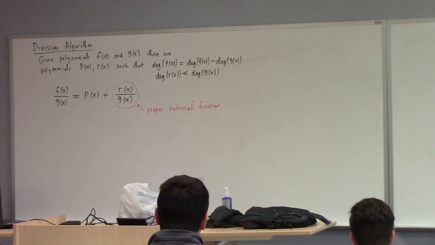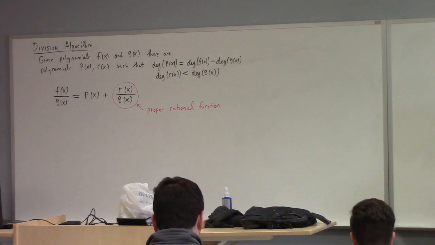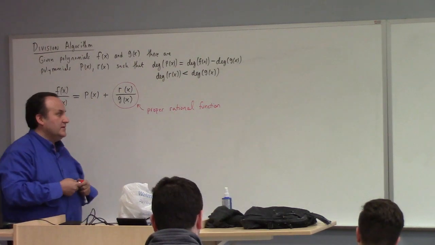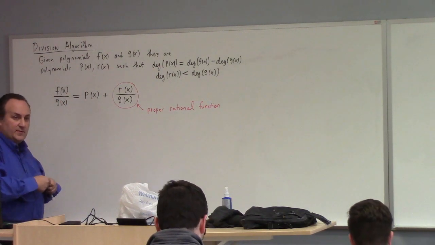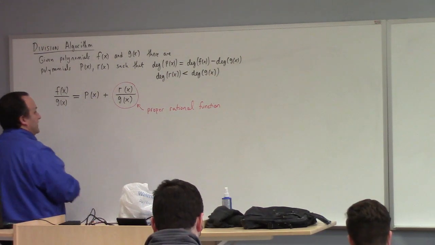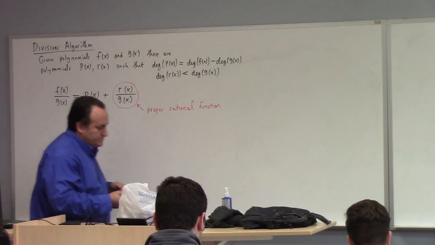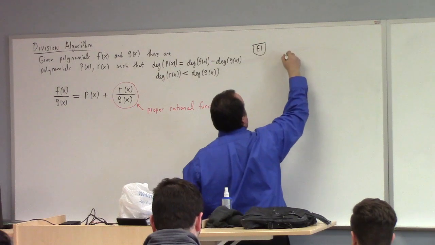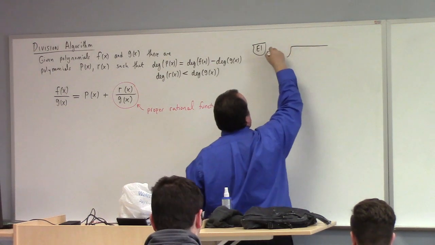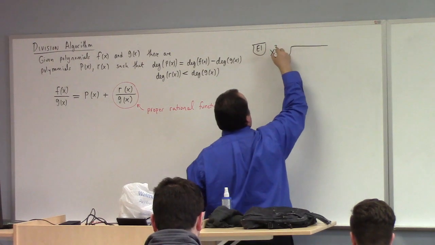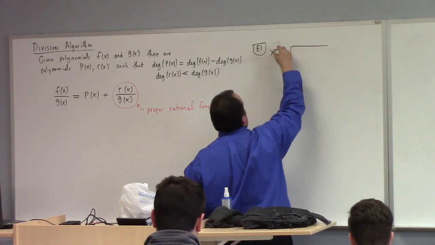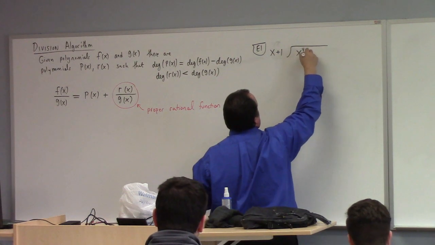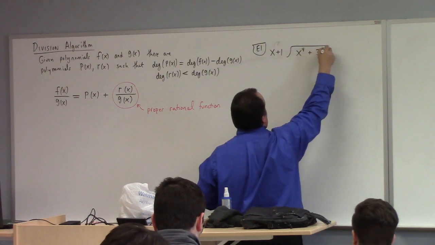So graphing proper rational functions is like the easiest kind of graph of a rational function that we can come across. So we'll talk more about that as we go on. But let me give you another example of long division before we get further. So example 1. I will do something rather silly. Let's divide x plus 1 into x to the 4th plus 3, all right?